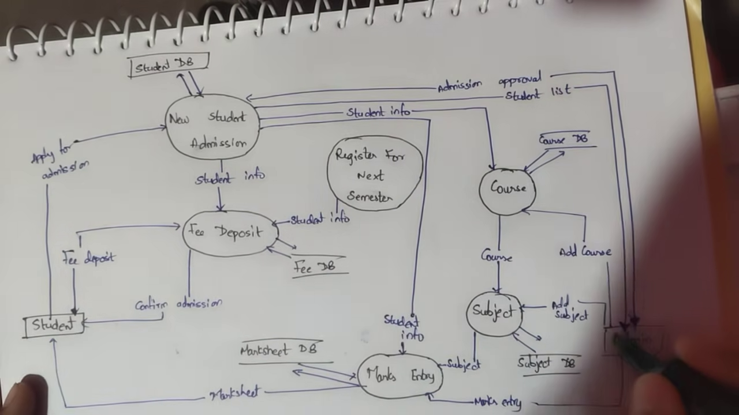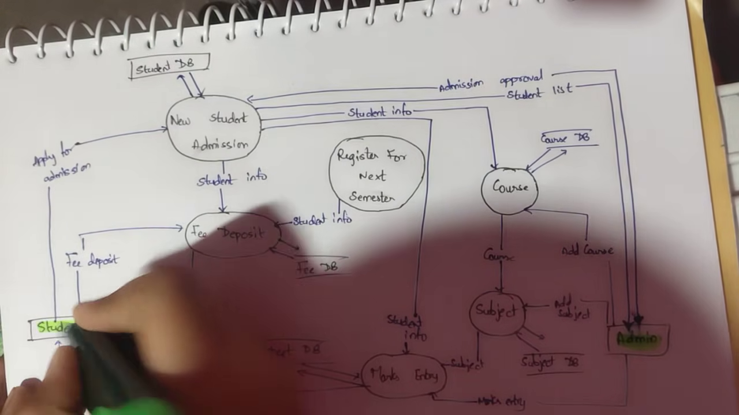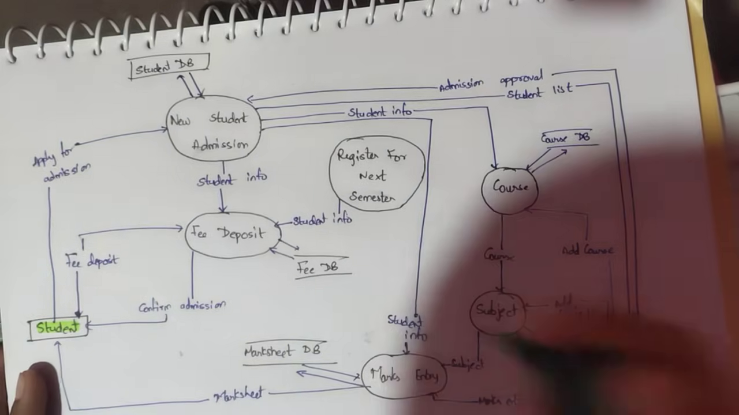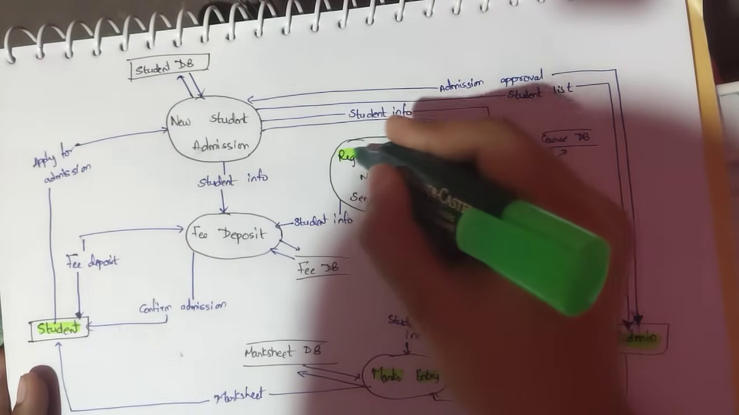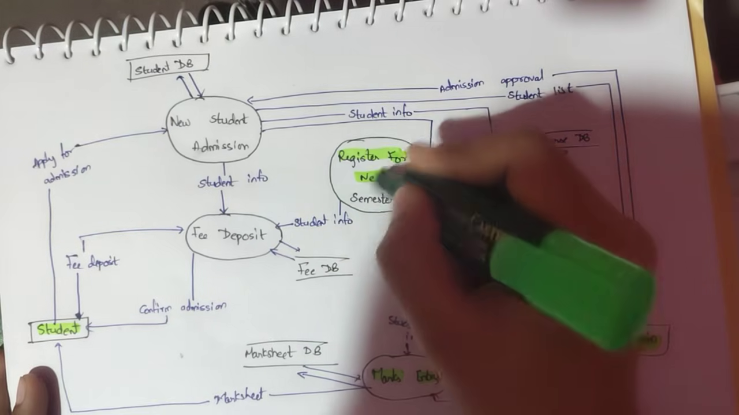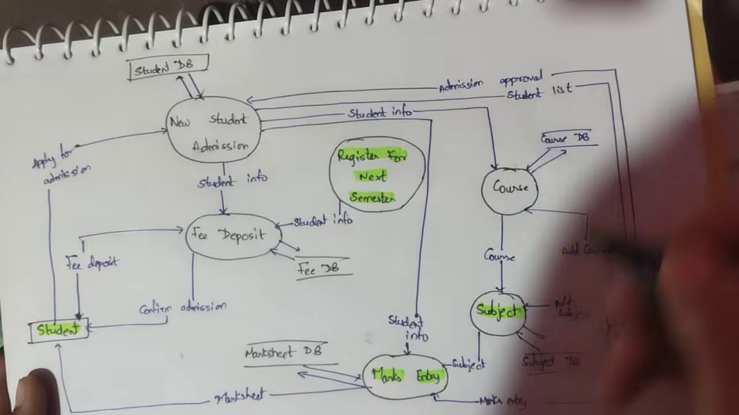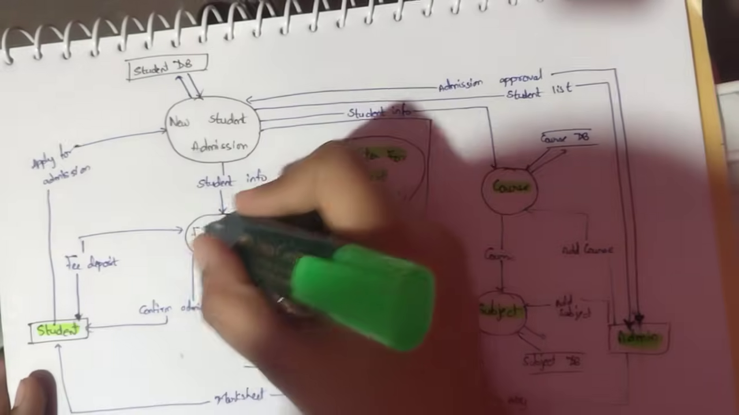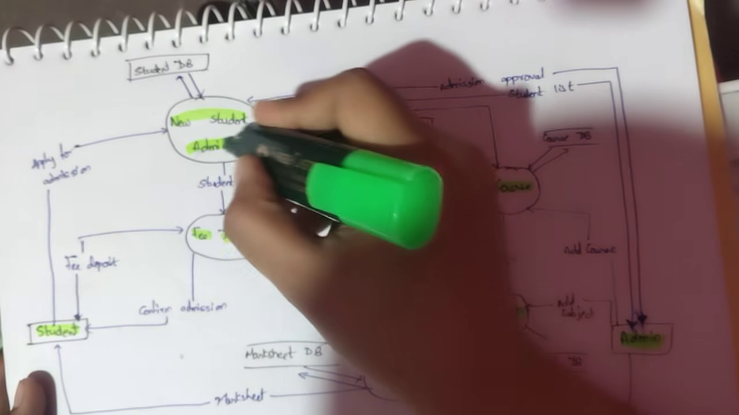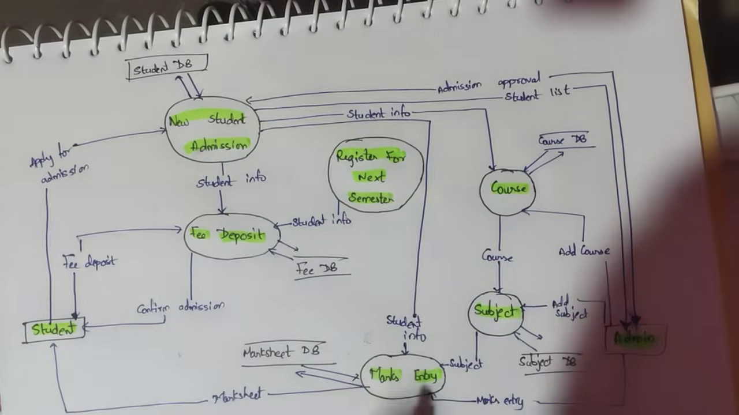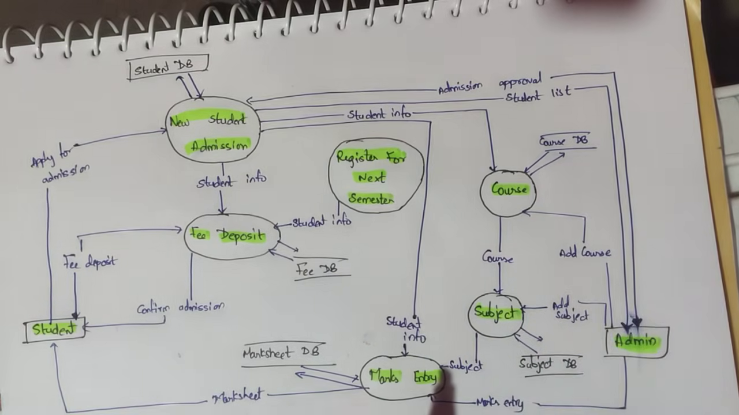First of all, we have the admin and the students. Who is the admin? The one who manages everything. For students, we have the marks entry. We have the registration for the next semester. For example, if our first semester is completed without any backlogs, we will register for the next semester. Next, we have the subject, the course, the fee deposit, and the new student admission. Now, as you all know, whenever we create any database system, we have some database.